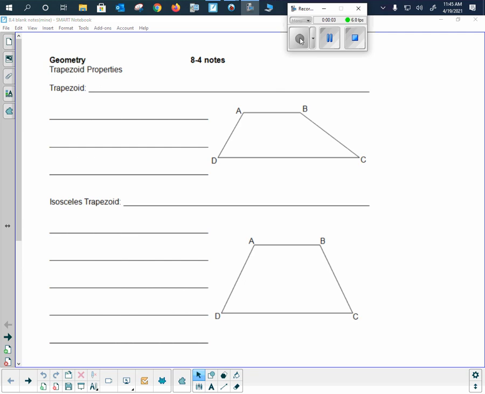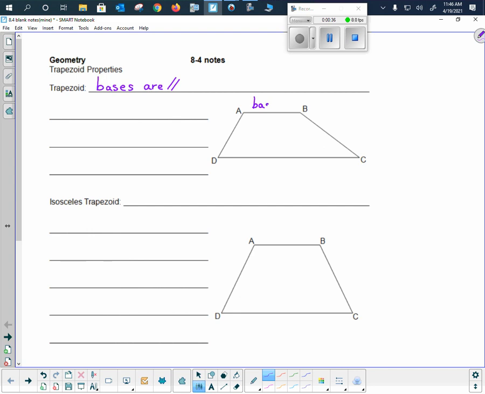All right, in our 8-4 notes, we're looking at trapezoids and isosceles trapezoids. Okay, so we'll go basic first and then we'll get more specific. So in a trapezoid, there's going to be a lot of things to label, but the first thing that we need to recognize is that bases are parallel. Okay, so let's go to our picture and label a couple of things.